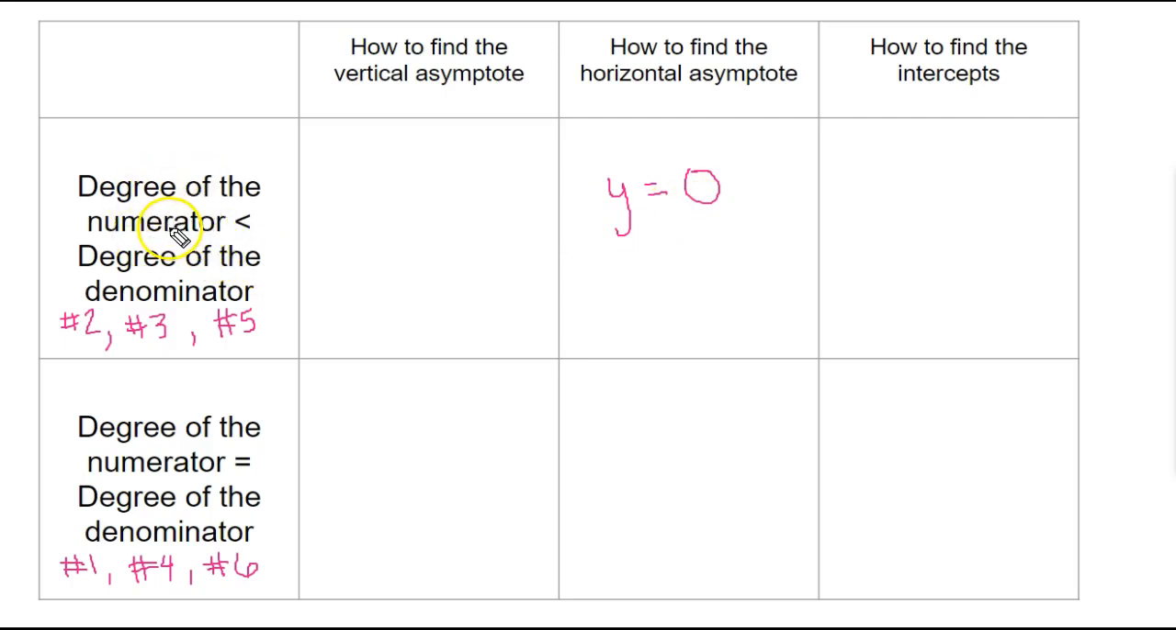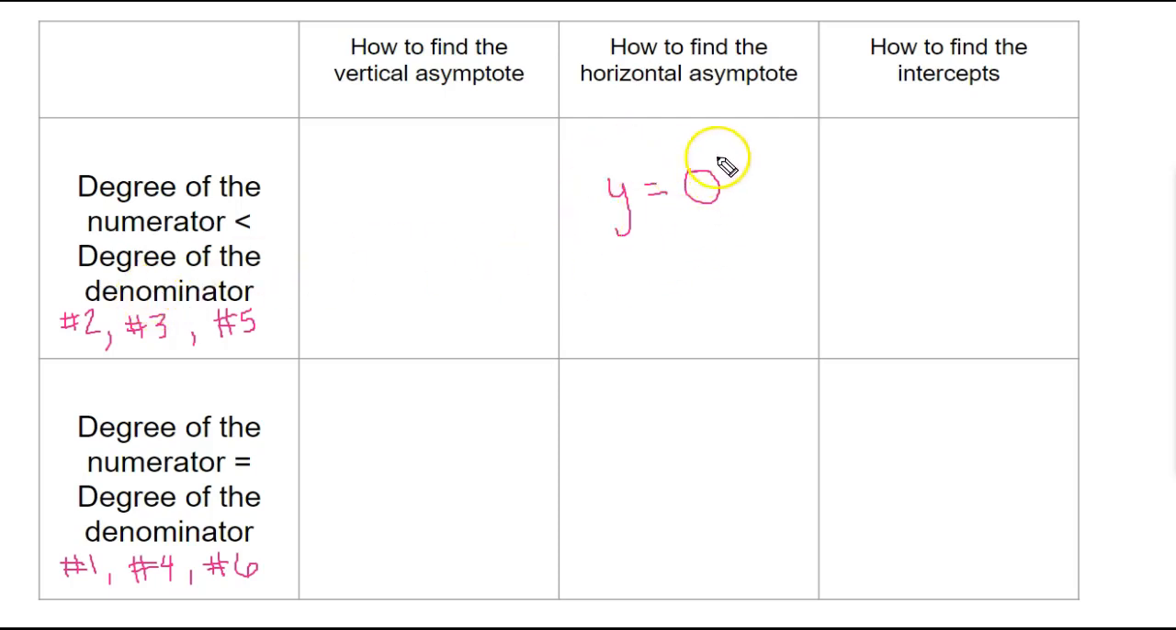This is because if we think about taking powers of numbers, if the degree of the numerator is less than, that means I'm taking x to like the second power and x to the fifth power on the bottom. If you're taking the same number to a larger power, that's always going to make a much, much, much larger number. And when you take a number and divide it by a much, much, much larger number, it tends to get closer and closer and closer to 0.